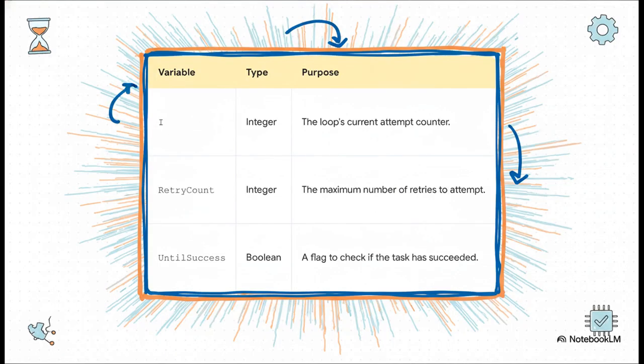These three variables right here are the brains of the whole operation. First, you've got I. That's just our simple counter. It ticks up with each attempt. Then you have retry count. This is the magic number where we define our limit. Let's say we want to try 5 times. This makes our whole solution super easy to configure later. And finally, there's until success. Think of this as our on-off switch. Once the task finally works, we'll flip this to true, and that tells the loop to stop.